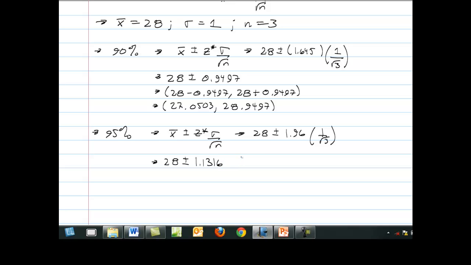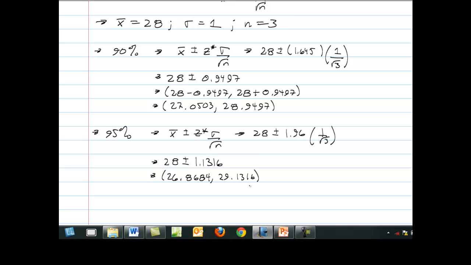Now let's look to see what happened here. As my confidence increased, my margin of error increased as well. So that kind of worked like we thought. Now my left endpoint is going to be 28 minus 1.1316. So I get 26.8684. And then of course my right endpoint will be 29.1316.